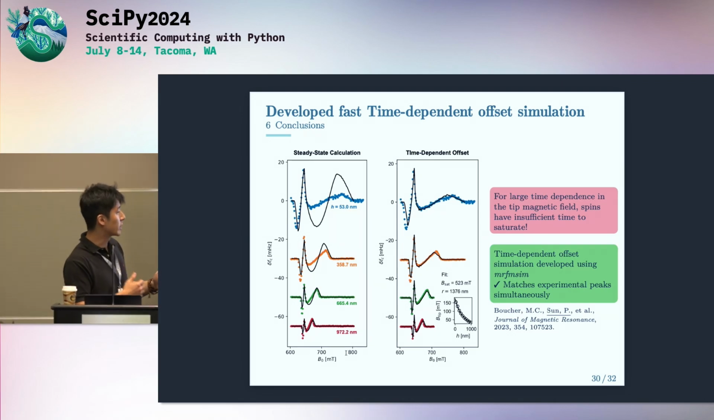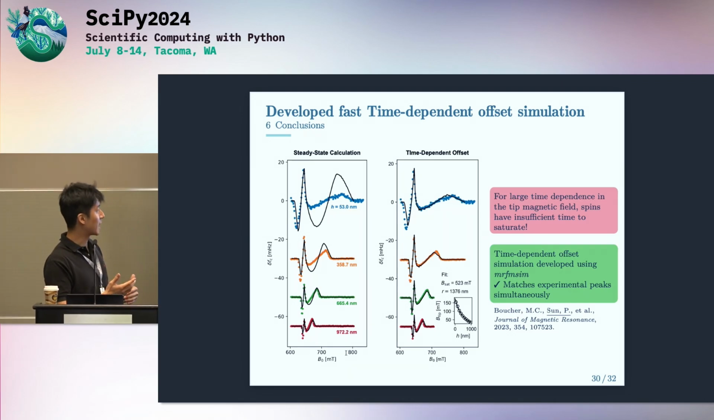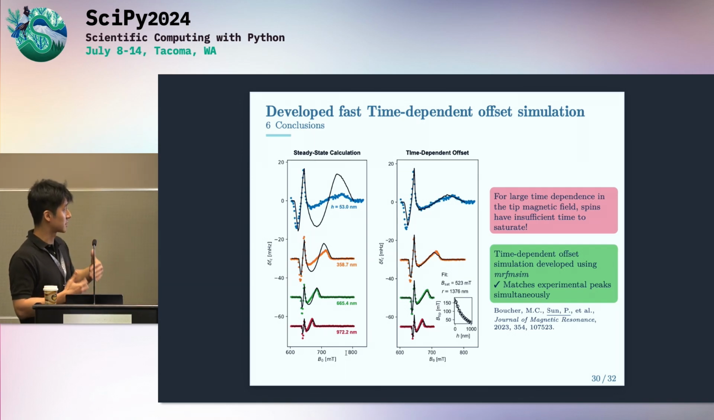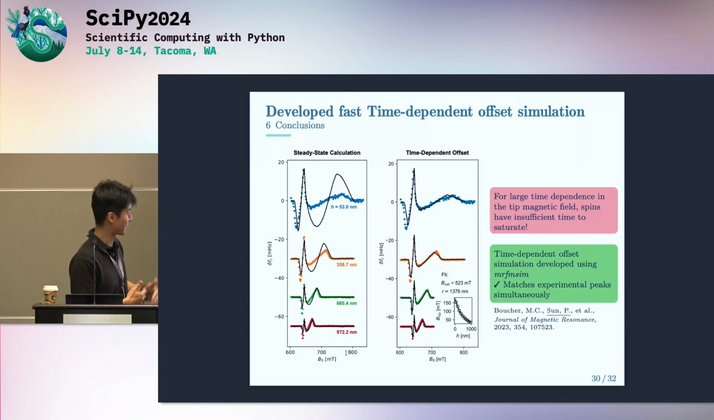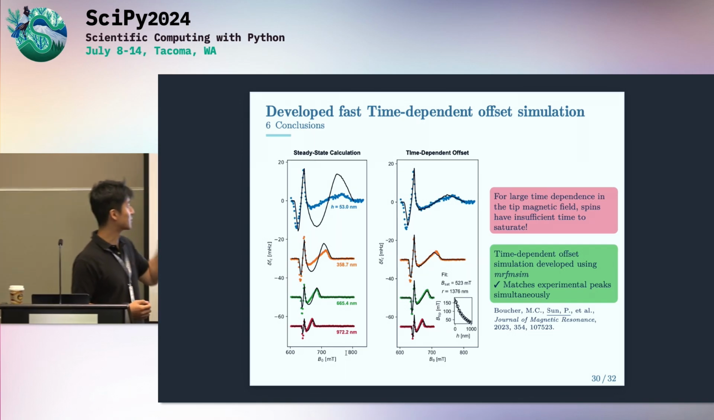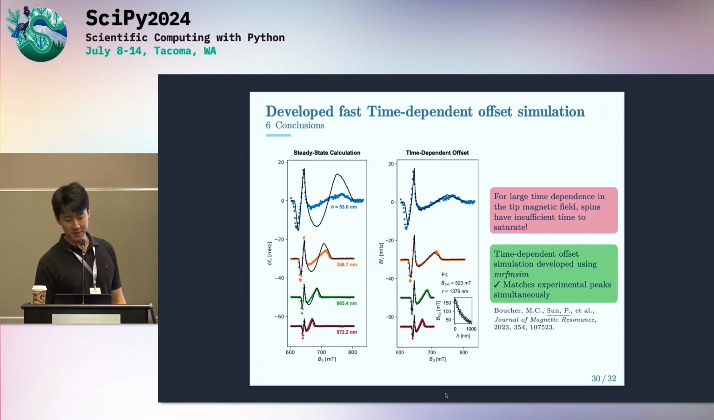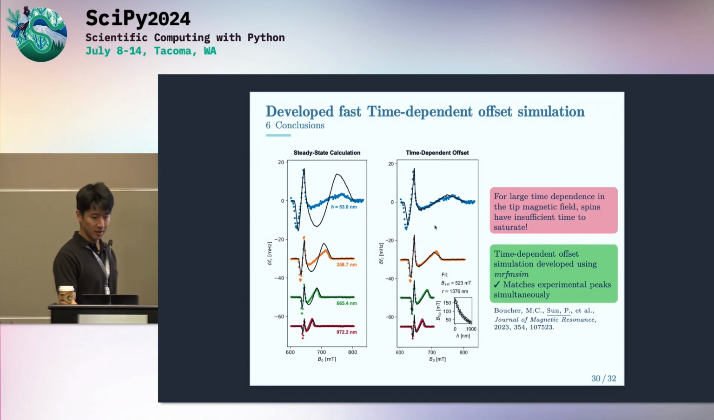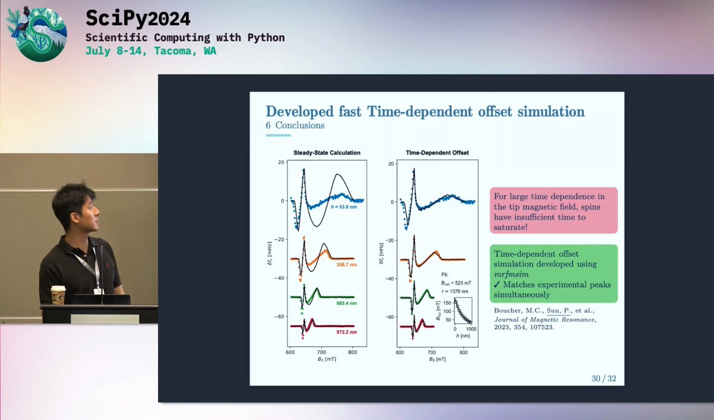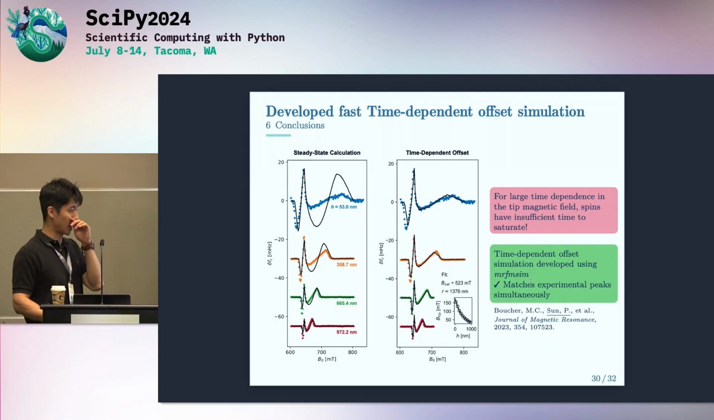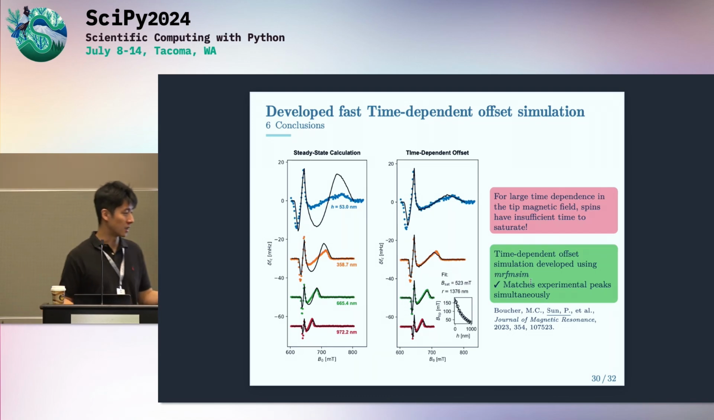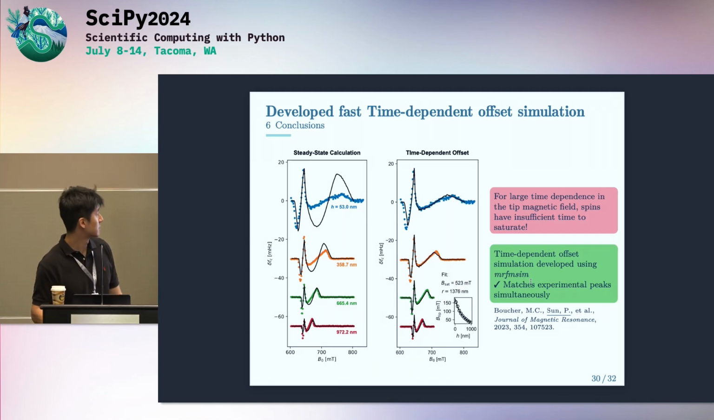So we actually thought about it and created a new physics. Using the correct physics, we're able to simulate this experiment data very well. So we created these time-dependent offset simulations using the new mrfmsim package, and that really helps speed up the development.